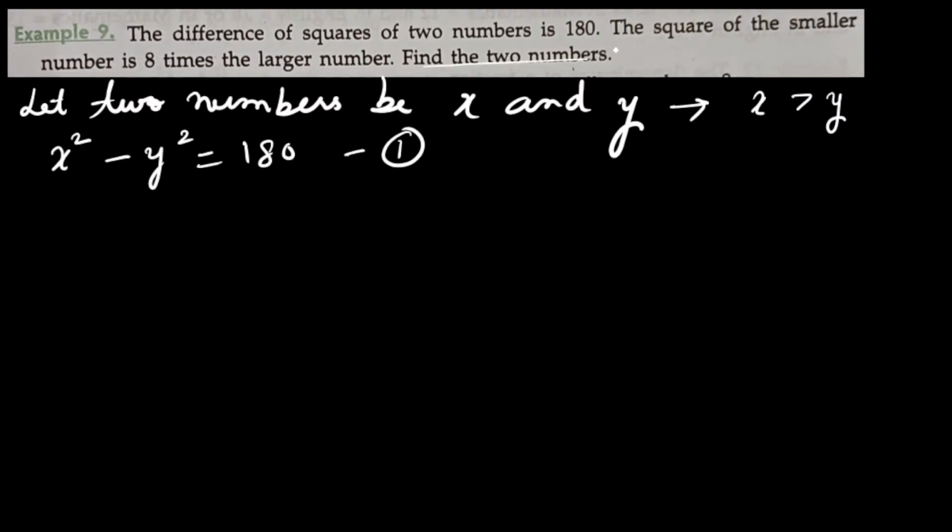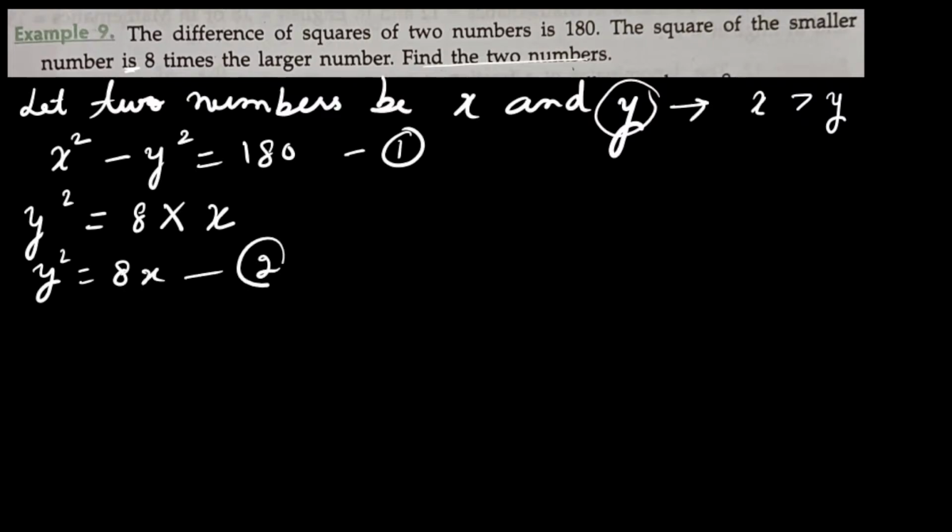Now the square of the smaller number. So the first equation we have done: x square minus y square is 180. The square of the smaller number. The smaller number here I have assumed as y. Its square means y square. Y square is equal to 8 times the larger number. 8 times means multiplication in maths. The larger number I have assumed as x. So y square is equal to 8x.